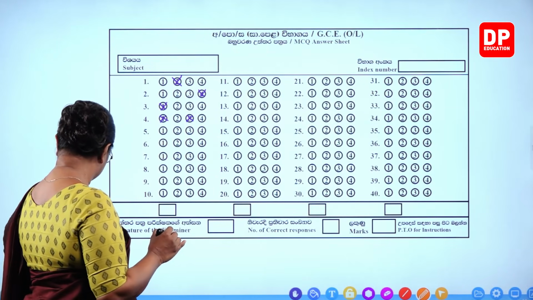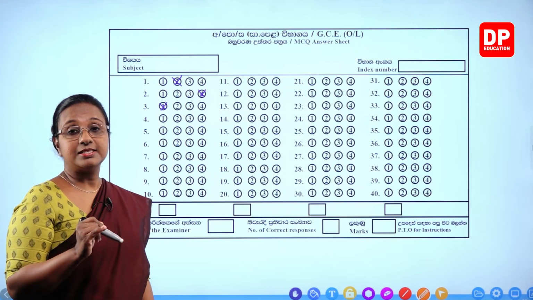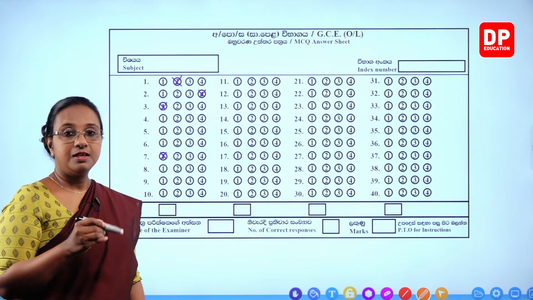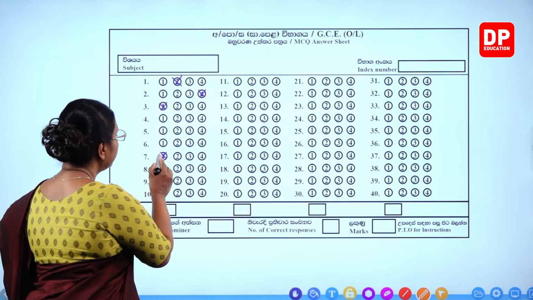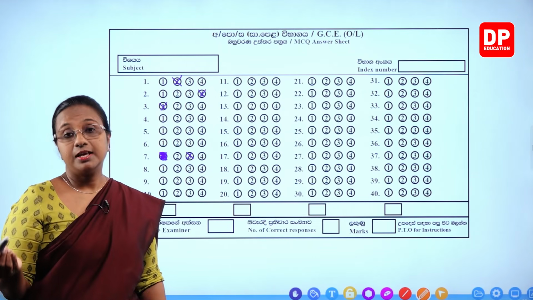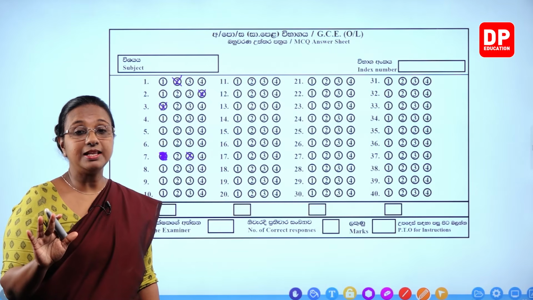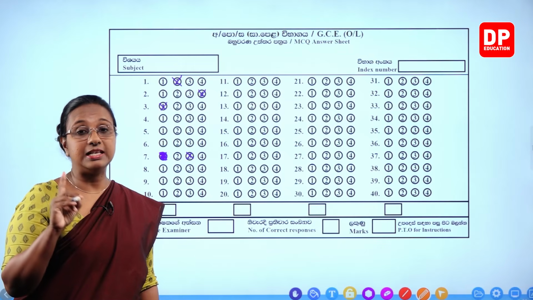That is incorrect. Do not do that. Let's say another instance. For the 7th question, you mark 1 first. Then you realize that the answer has to be 3. Then if you cut this like that and if you mark 3 also, again, it's not correct. You have to mark the answers correctly. 1 answer for 1 question and it has to be neatly done.